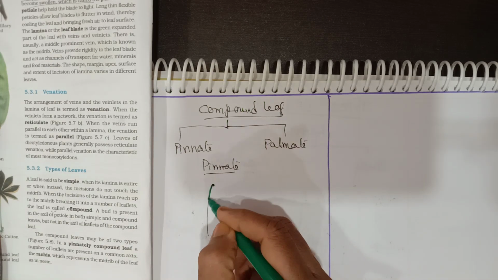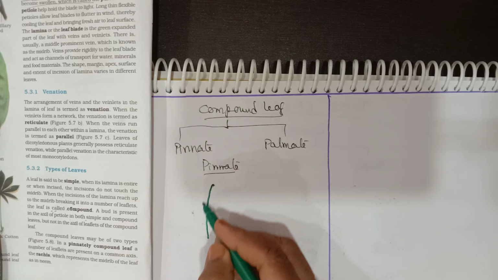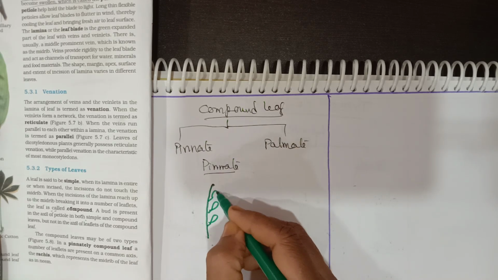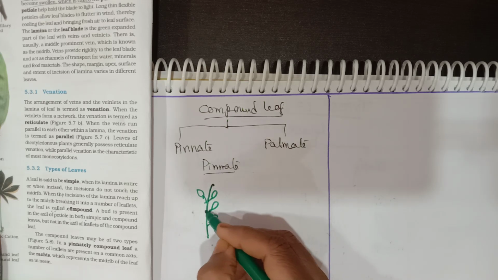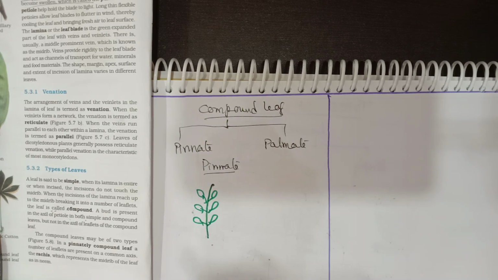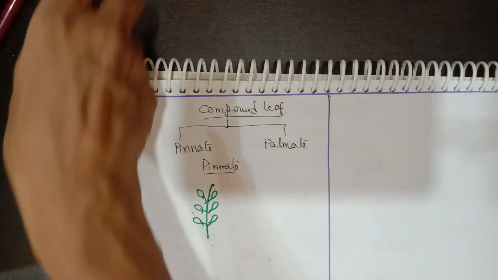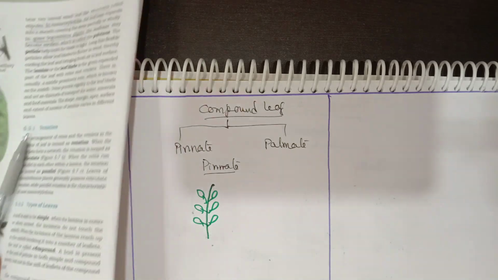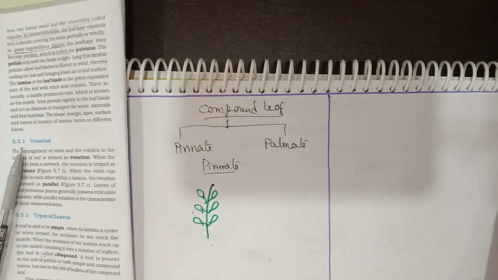So this is the midrib which is forming a rachis, and here many leaflets will be formed on either side. On either side of the rachis you find many leaflets. So a rachis and the leaflets will be present in a compound leaf, and that compound leaf is called a pinnately compound leaf.